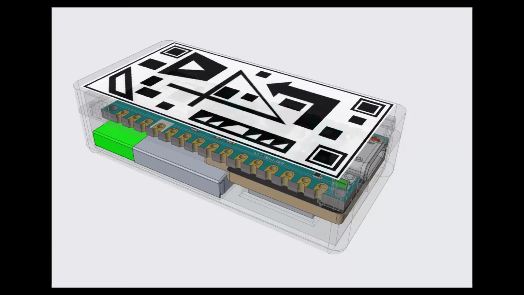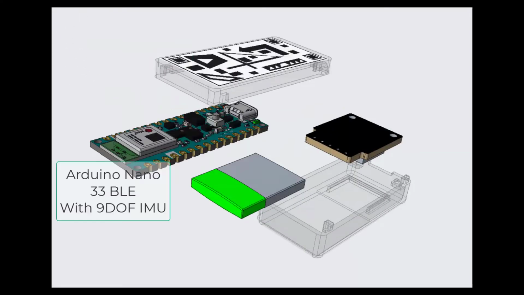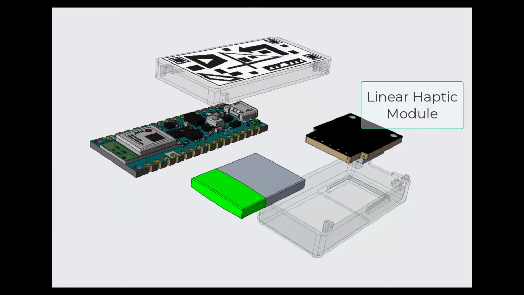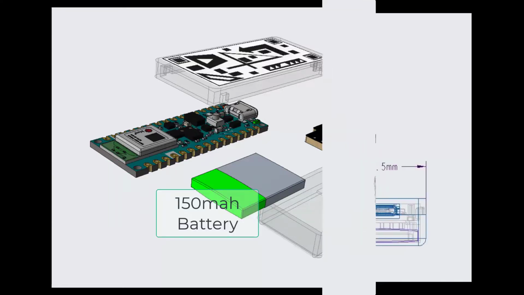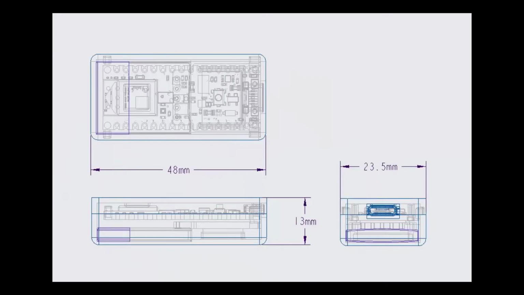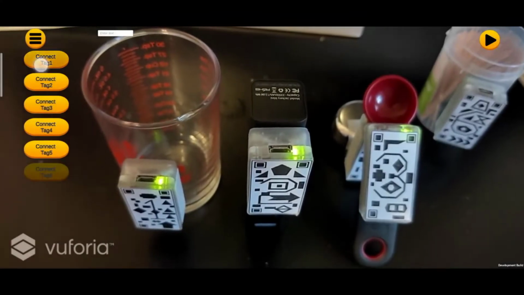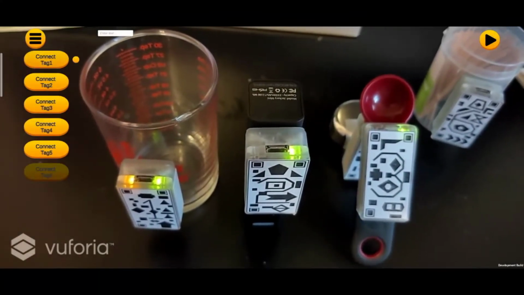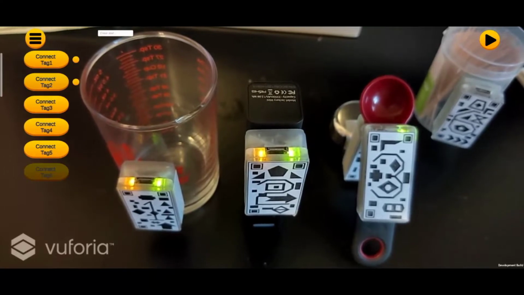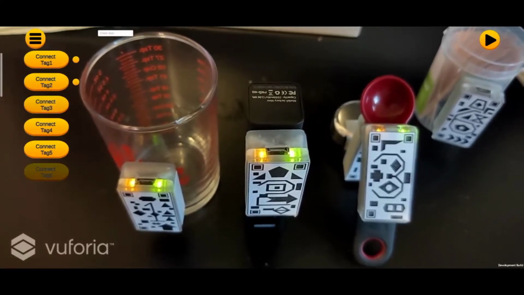Each module contains an AR marker, an Arduino Nano 33 BLE Sense with a built-in IMU, a linear haptic module, and a battery. Each module has a small dimension of 48 by 23.5 by 13 millimeters, which allows it to attach with glue or Velcro to most of the daily objects. Our toolkit uses BLE protocol, which connects modules to smartphones. This protocol needs a significantly low power consumption, which ensures sufficient battery life for most STEM labs, about 2 hours.